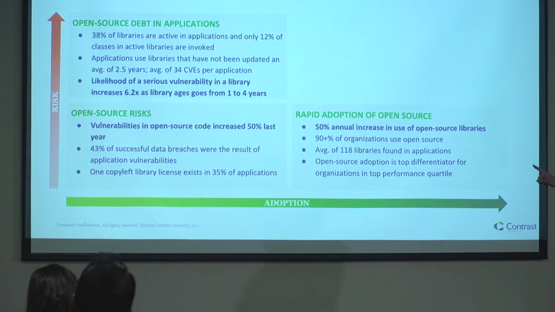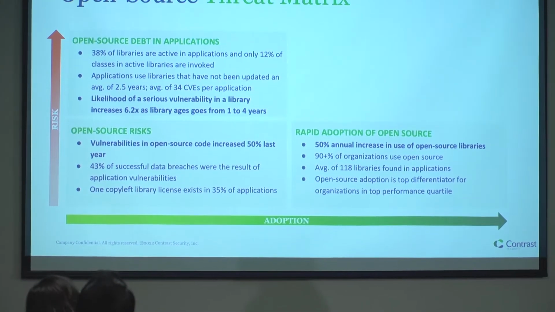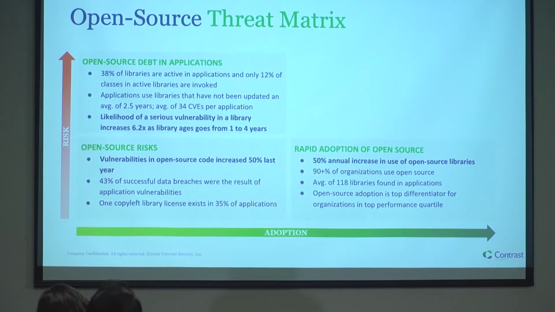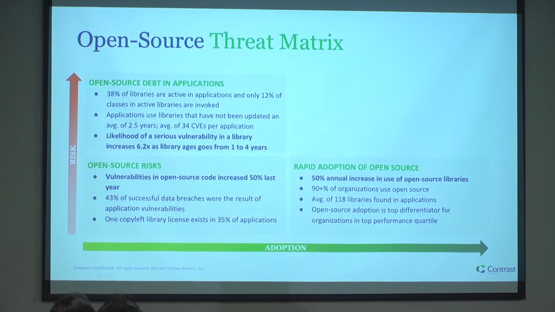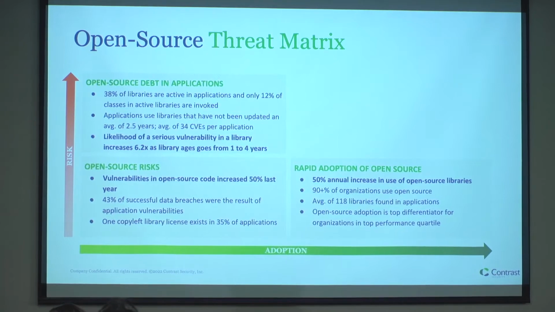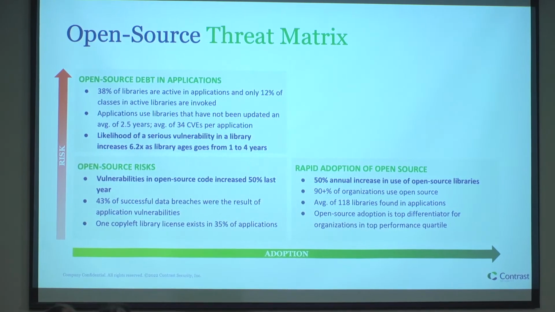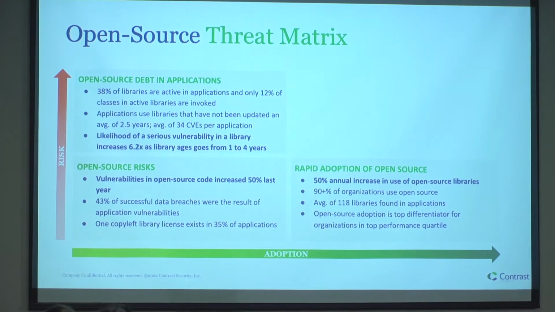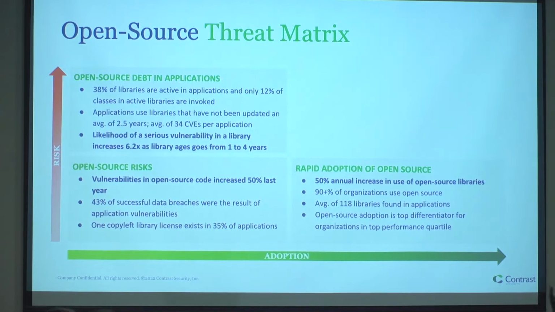And here, focus on this bold one. The likelihood of a serious vulnerability in a library increases 6.2 times as the library ages from 1 to 4 years old, which is very important because, who wants to guess? What's the average time it takes for a vulnerability to be published or found in open source? Who wants to guess? Audience participation, check. 1 year. 1 year? No, 8 months?